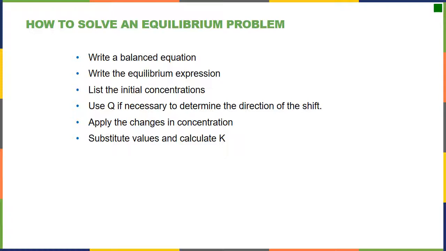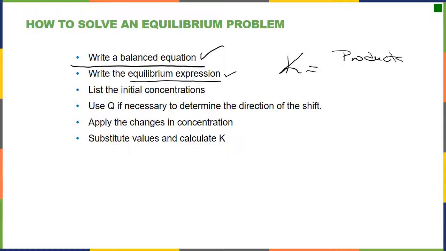So let's make sure that we have a procedure. Step one, we're going to write the balanced reaction. We have to write the balanced reaction because if we don't, we can't write the equilibrium expression. In this chapter, our balanced reaction is always going to be given, but in the next two chapters, it's not, so we just need to remind ourselves to write it. We are then going to write our equilibrium expression, meaning K is equal to the concentrations of products over the reactants.